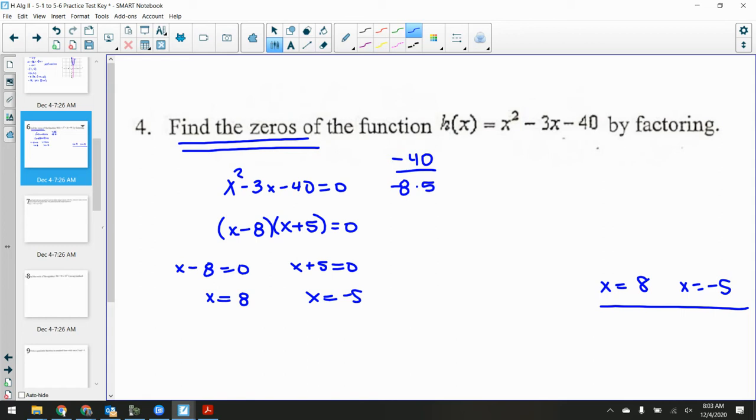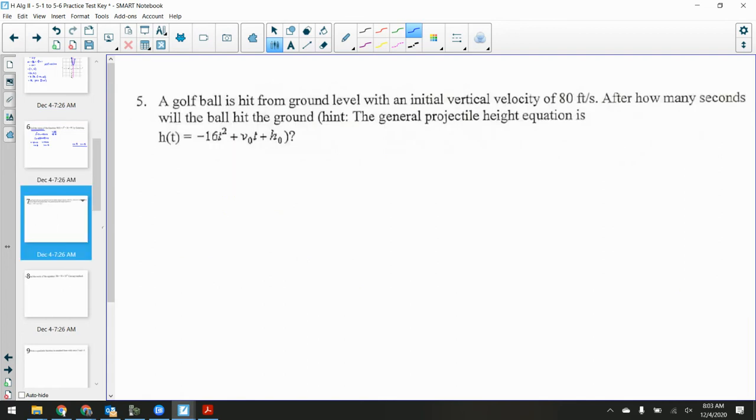Negative 5 squared is positive 25, and then negative 2 times negative 5 is positive 15. 25 plus 15 is 40. 40 minus 40, 0. Those two values make that function go to 0. Take a look at 5.